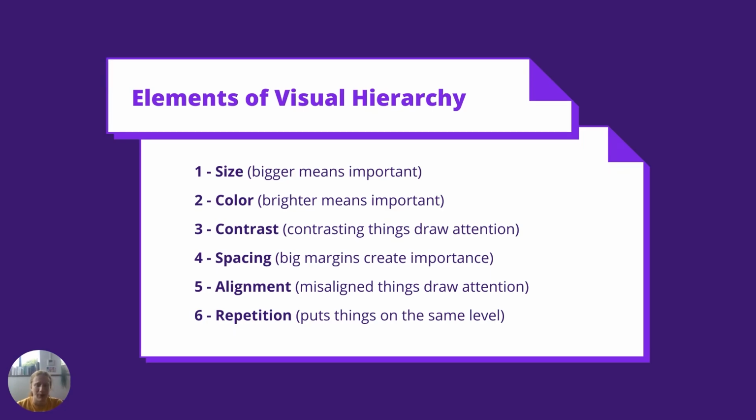Alignment's another important thing. So if I were to align lots of things in a row, snap them to the same grid, for instance, they would look less important. Whereas if I had one thing that was out of order, the one thing that's outside would look more important. And repetition, again, building on that same idea.